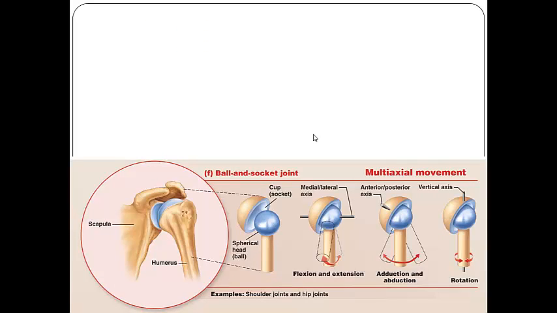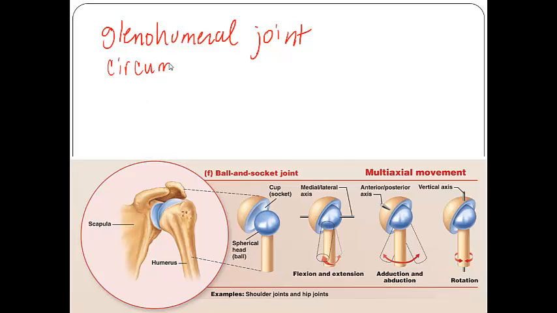Then we have the joint that's going to allow for the most amount of movement. This would be a multiaxial joint, which would be the ball and socket joint. And these, of course, would be the glenohumeral joint. The glenohumeral joint is named because of the parts of the bones that are going to articulate. So we have the glenoid cavity articulating with the ball of the proximal end of the humerus. So this is going to allow for an abundant amount of movement. It's going to allow for flexion and extension, abduction, adduction, rotation of the humerus, and it's also going to allow for circumduction.